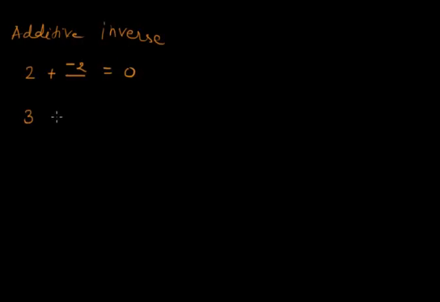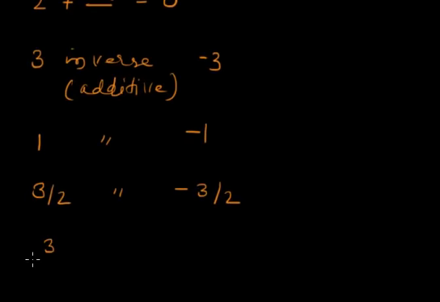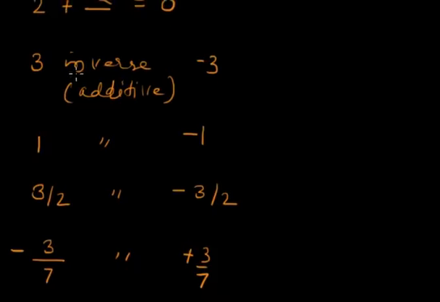For 3, its additive inverse is minus 3. For 1, its additive inverse is minus 1. For 3 by 2, its additive inverse is minus 3 by 2. For any number, 3 by 7, minus 3 by 7, the additive inverse is plus 3 by 7. Minus times the given number gives you the additive inverse of that number.